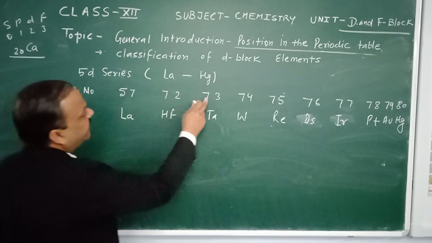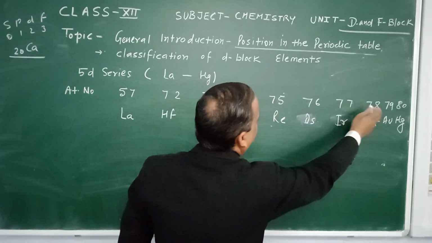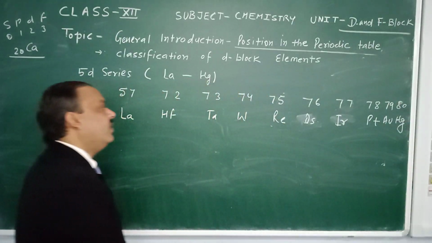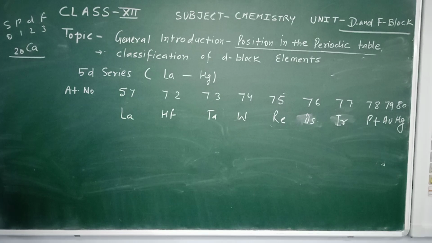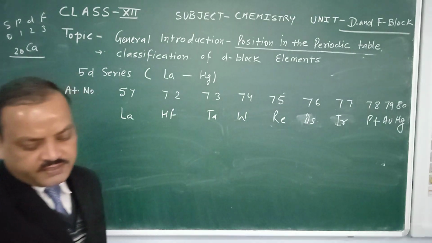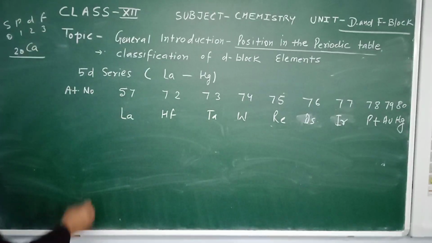So 1, 2, 3, 4, 5, 6, 7, 8, 9, 10. Ten electrons are present in this particular 5d series, and like this, the next series which we have is the 6d series of elements.